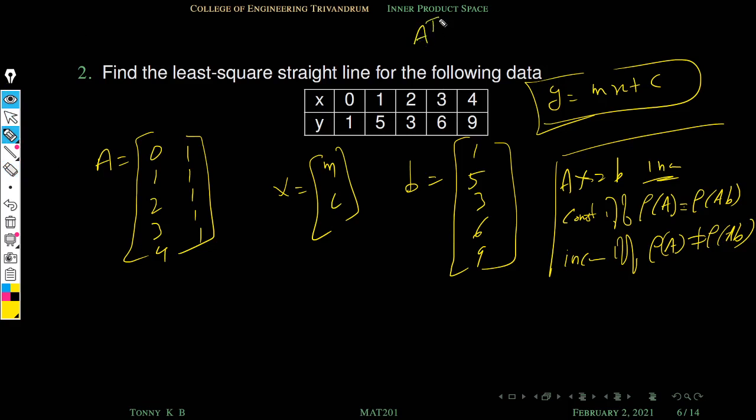Normal equations means the system A transpose A x is equal to A transpose B. So first we have to compute A transpose A and A transpose B. What is A transpose A?